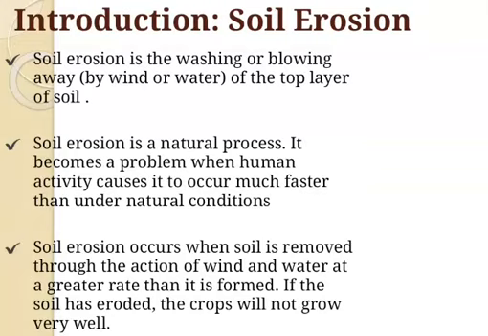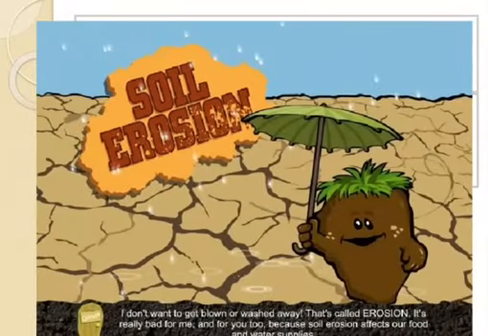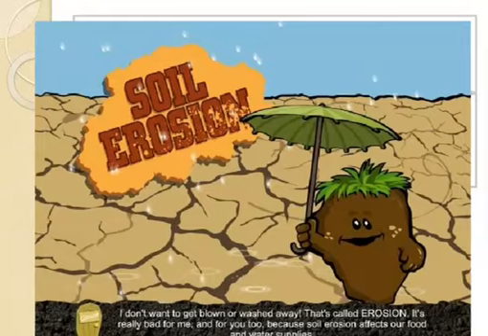If the soil has eroded, the crops will not grow very well. In this picture, this cartoon character is saying, I don't want to get blown or washed away. Basically, this cartoon character is a soil particle. That is called soil erosion. It's really bad for me and for you too, because soil erosion affects our food and water supplies.